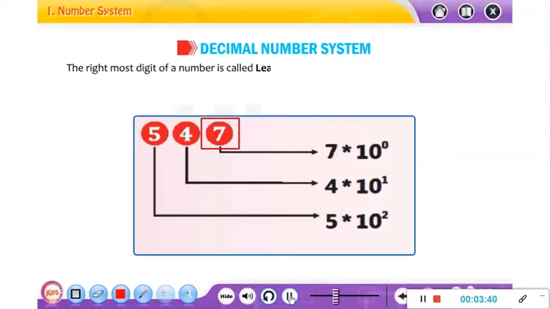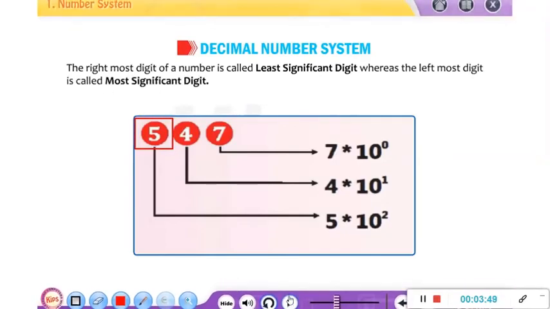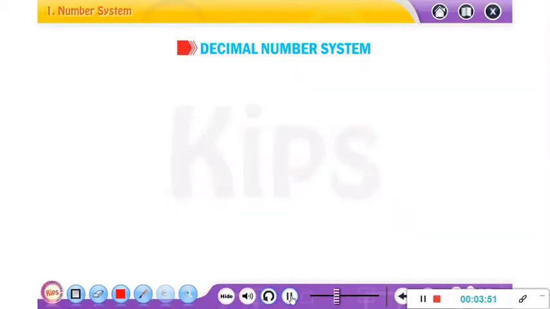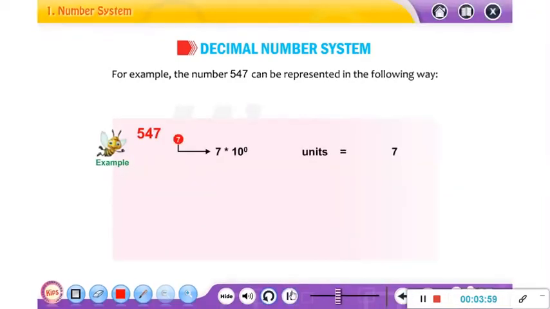The rightmost digit of a number is called least significant digit, whereas the leftmost digit is called most significant digit. For example, the number 547 can be represented in the following way. Example 547.